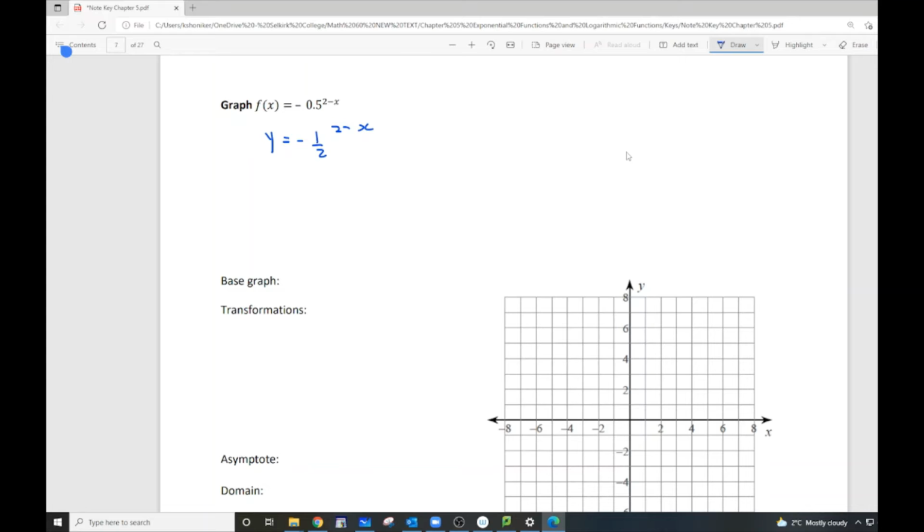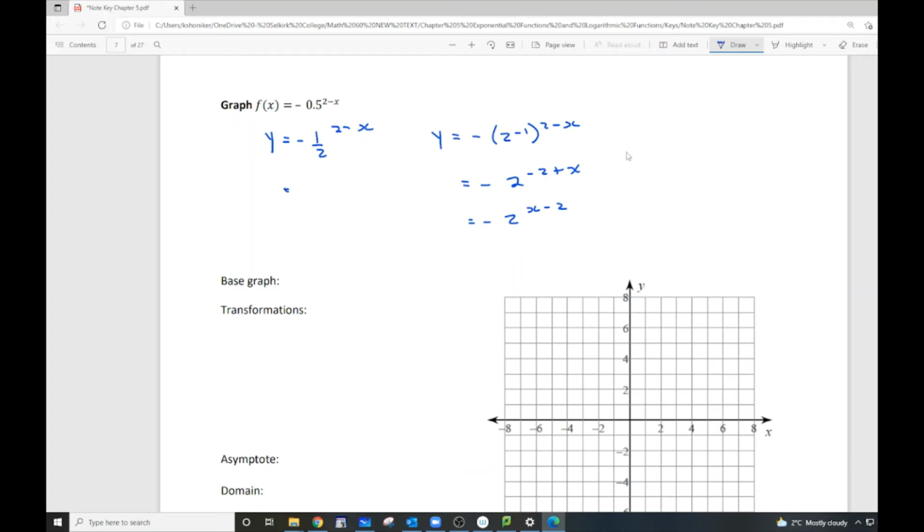I could rewrite this as y equals negative, now 1/2 is 2 to the -1, to the 2 minus x. And I could graph -2 to the -2 plus x, which I would rewrite as -2 to the x minus 2. Okay? If you're reading the textbook, they're going to do this very differently than me.